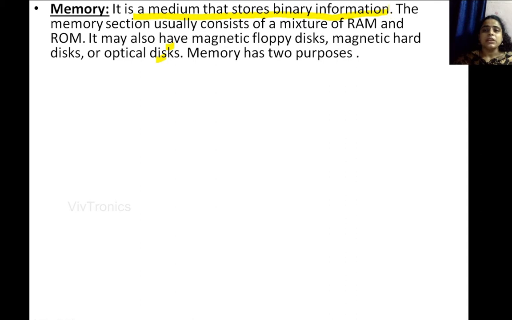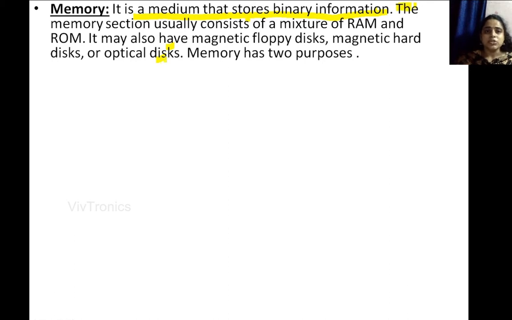Like, if you know your parents' number, you store that number in your brain. That means your brain is giving you space to store some information. Like that, memory is also a medium that stores binary information. Okay, so why binary? All machines run on binary information. Machines can understand only binary language. That's why memory is a medium to store binary information.